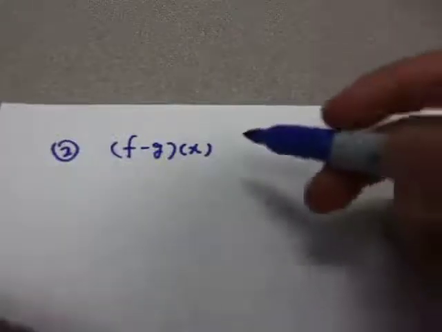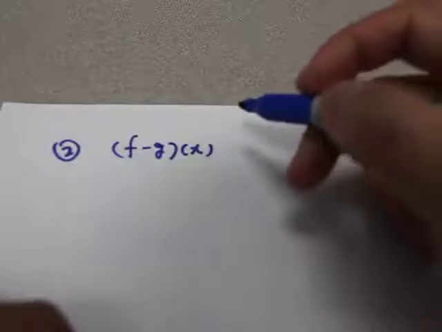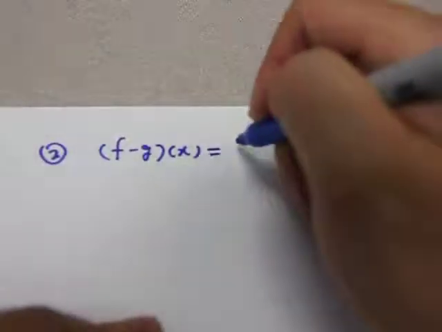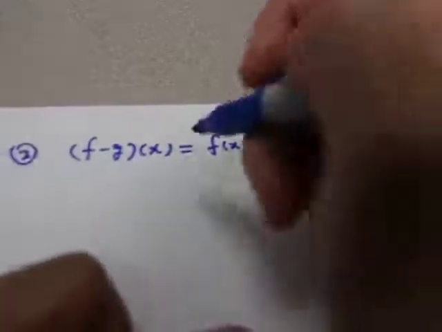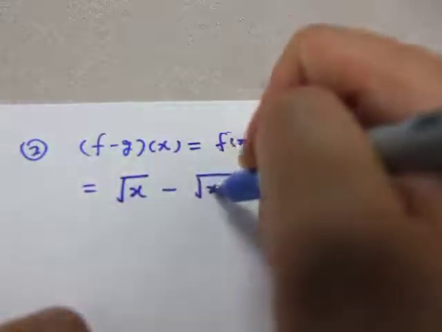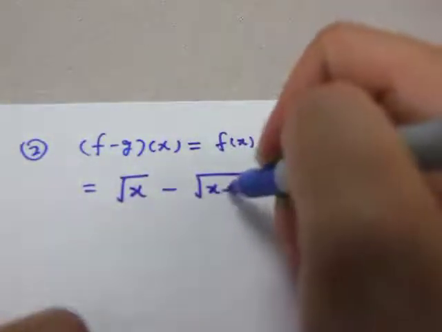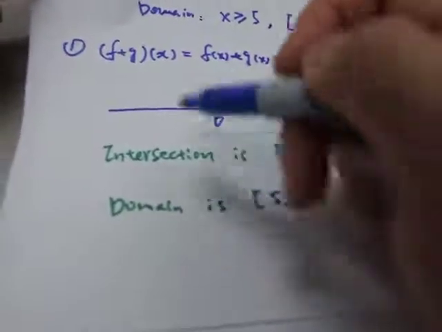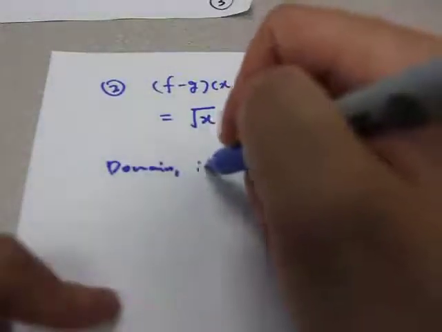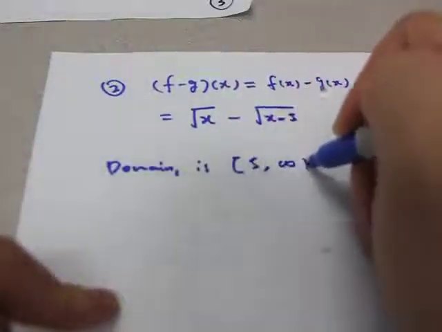Alright, let's continue here. So next, to find the difference function, the difference function is the square root of x minus the square root of x minus 5. And the domain is the same as the domain of the sum of f(x) and g(x). So the domain is from 5 to infinity.